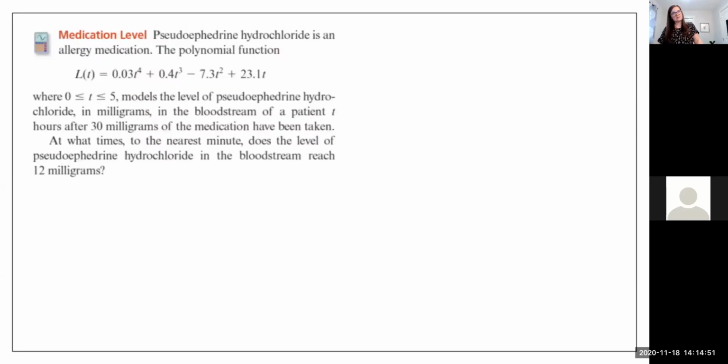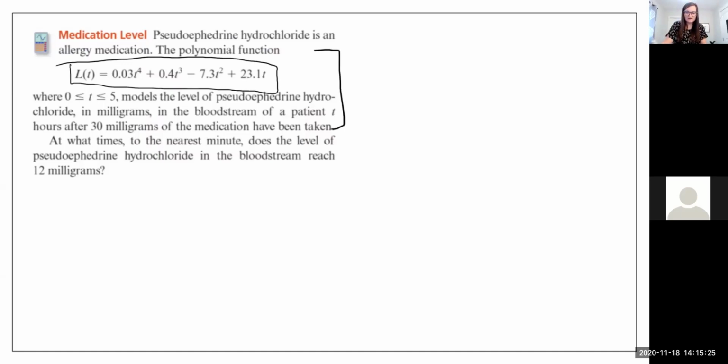And there's also examples where there's a polynomial that models a function of allergy medication, how it works in somebody's body between times 0 and 5. And so you might be asked, okay, what if you have 30 milligrams of medication? At what times to the nearest minute does the level of it reach 12 milligrams? So this is already the description of the function. So when does it reach 12? Your question is, when is it reaching 12 right there?